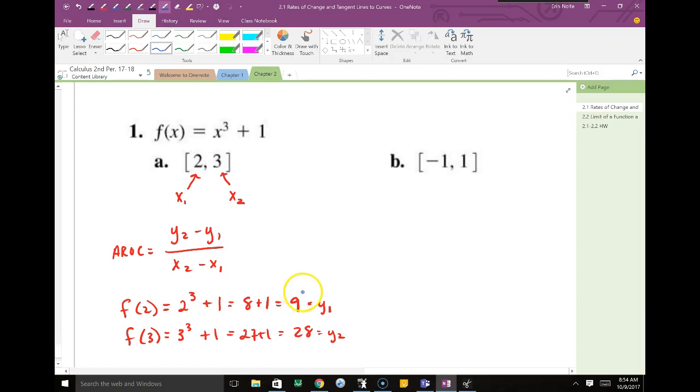Okay, so now all I'm going to do is take these values and plug them into my slope form. So what's my top going to be? Okay, so 28 minus 9 over 3 minus 2. So 28 minus 9 is 19, and 19 over 1 makes 19. So the slope between the points at x equals 2 and x equals 3 is 19, so that's a very steep slope.